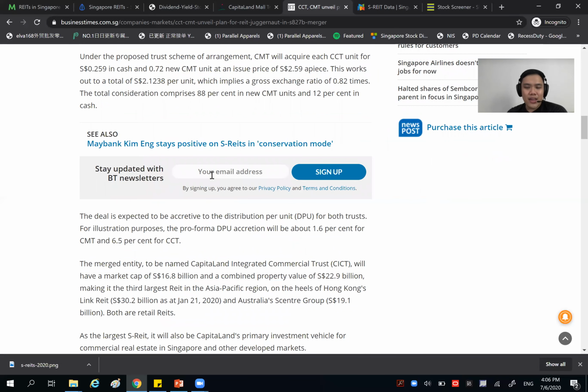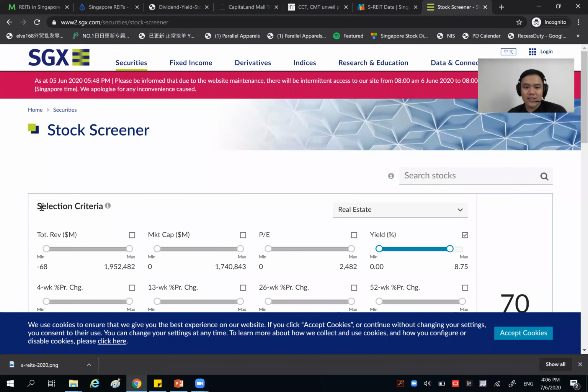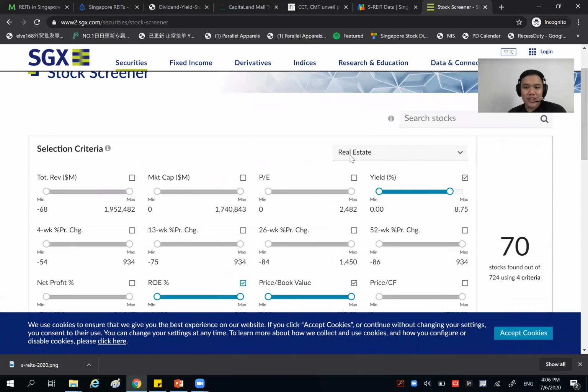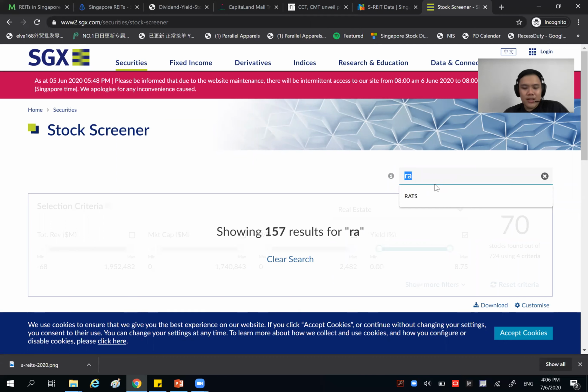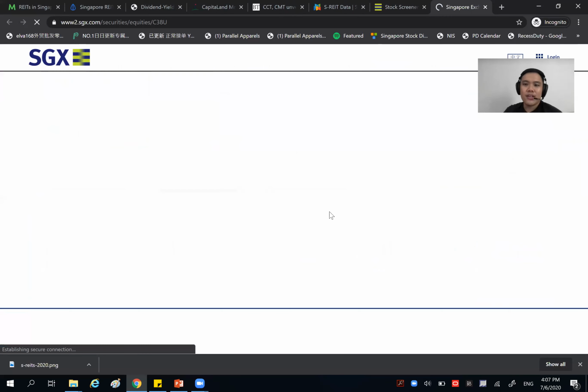Okay, so all these are factors that come into play where you really have to understand what you are buying. And also, the last thing I would like to show you is SGX. SGX has a feature called the Stock Screener that allows you to pick up many financial ratios and news that you need to look out for. So if you were to look for CapitaLand Mall Trust, okay, we can see many details that we'll be looking out for as an investor.